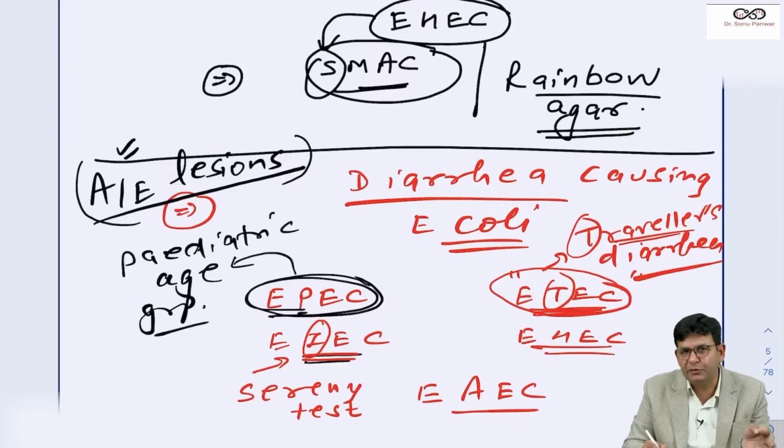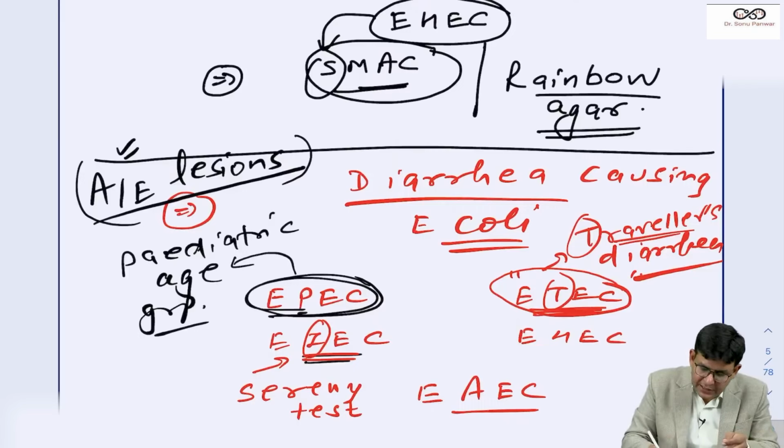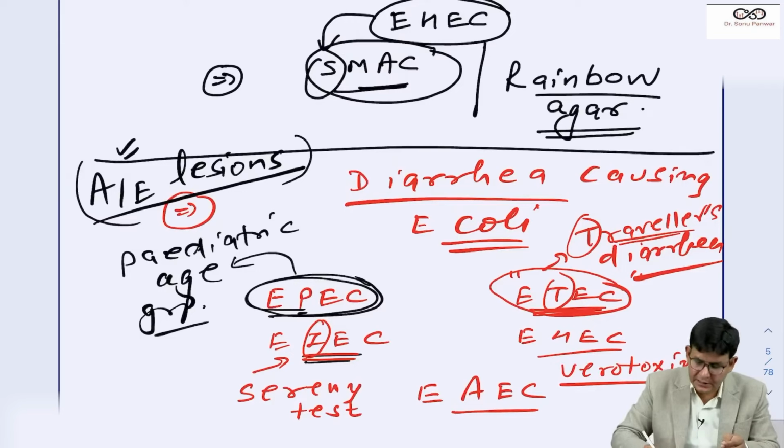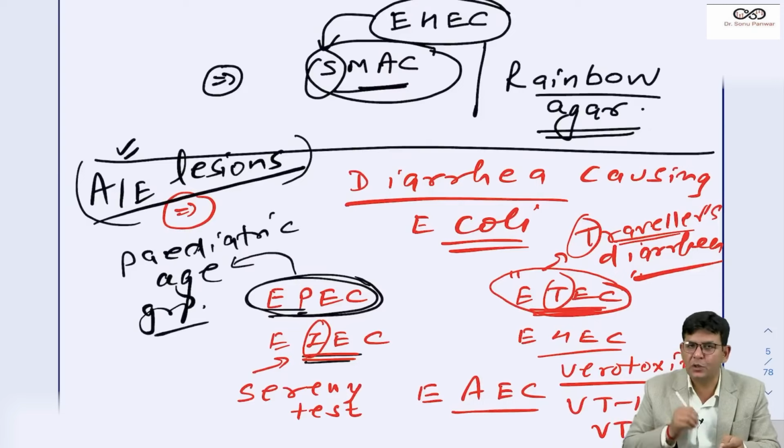Then enterohemorrhagic E. coli, which we are talking about here, secretes certain toxins, and these toxins are named verotoxins, that is VT1 and VT2. So this was also asked once. VT1, VT2, what is it? Verotoxin 1, verotoxin 2. So that also is important to remember.